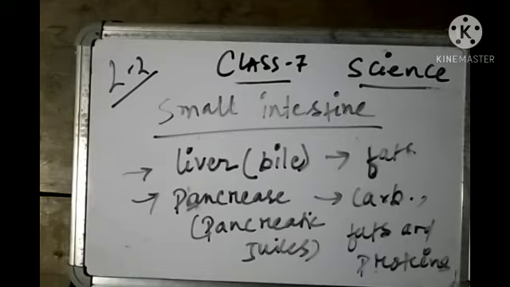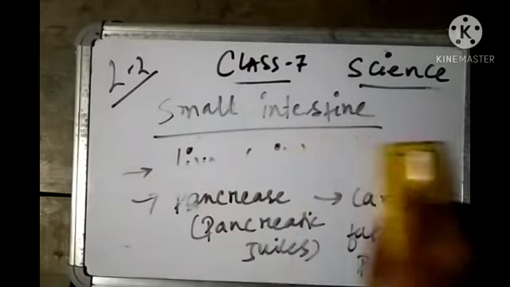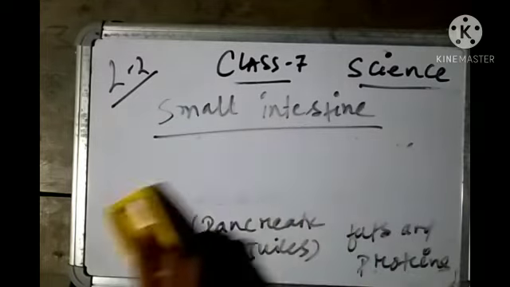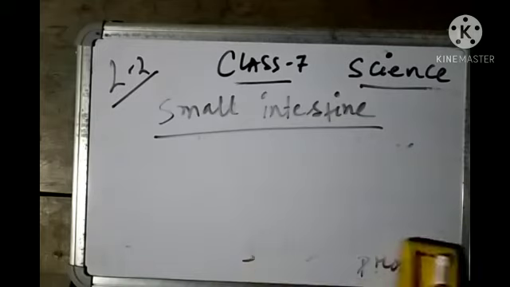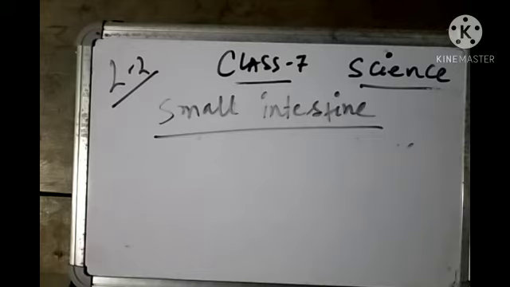Along with bile and pancreatic juice, one more is there, which is called intestinal juice. Intestinal juice also completes the digestion of all components of the food.